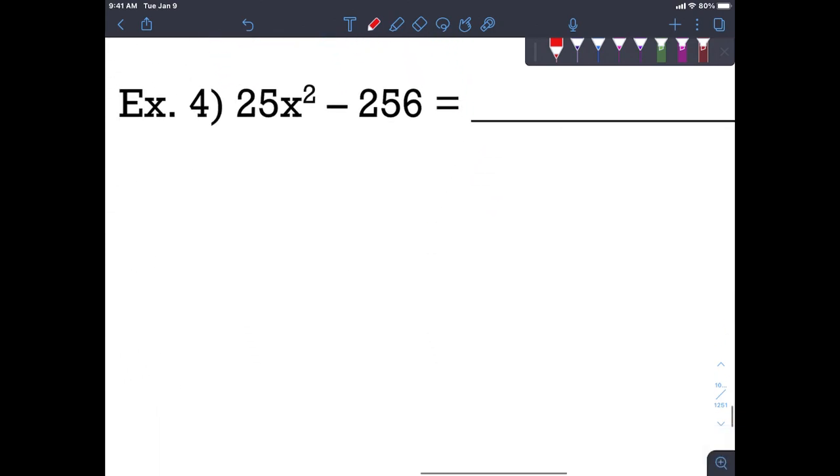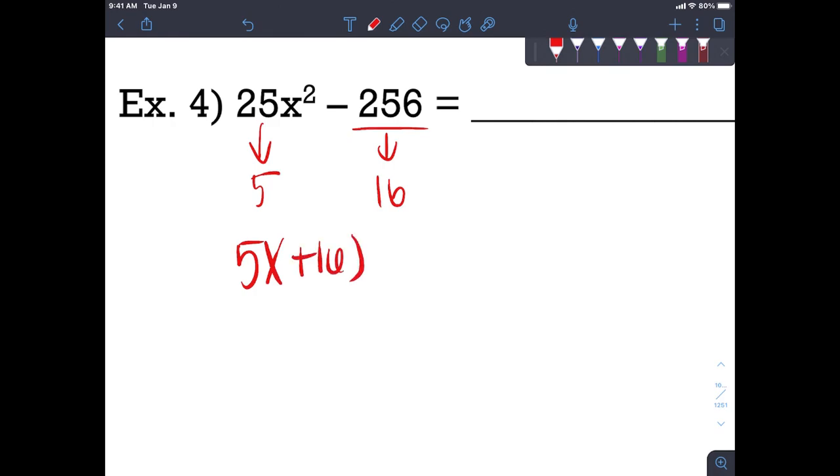All right, let's take a look at the next one. So here, I'm looking at these and I'm asking myself, okay, does 25 give me a perfect square root? And it does. It is 5. Does 256 do the same thing? It does. It is 16. Now I want to verify that there is a negative in between them, and there is. So that tells me that my answer should look like this.